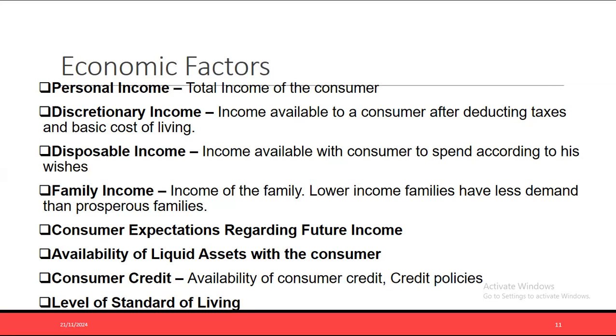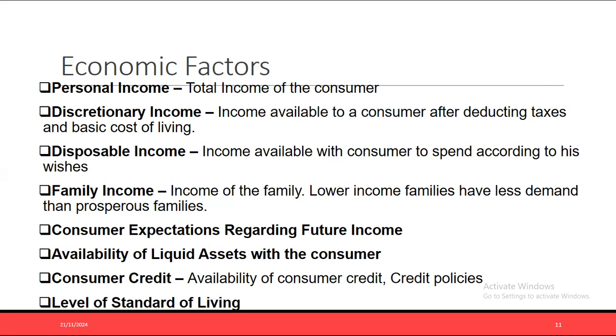So if your product falls under this line where it's only the discretionary income that can be used to make a purchase, then it means that the discretionary income should be enough to make a purchase. Otherwise, the consumer will not make a purchase. So the discretionary income is also very important and influences how the consumer behaves.